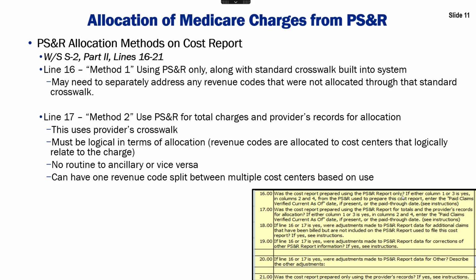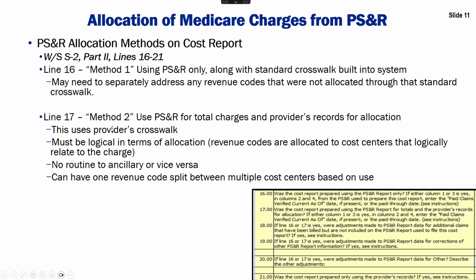Some of them are pretty obvious. Now, there might be cases where there are some that are missing. So you might have some charges from the PSR that don't get allocated to a cost center because there's not a standard allocation. In those situations, we would need to work with you as a provider to find out where they're supposed to go. What cost center do they relate to? Some of them are obvious, but some of them we would need more assistance on.